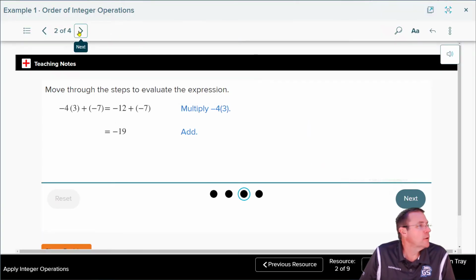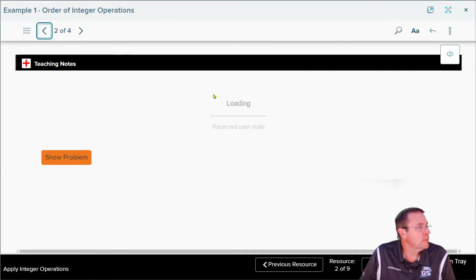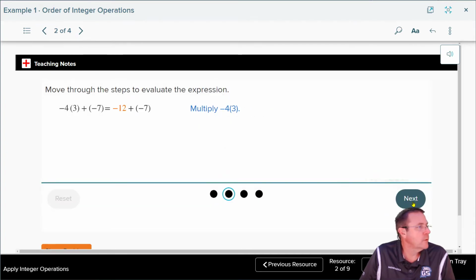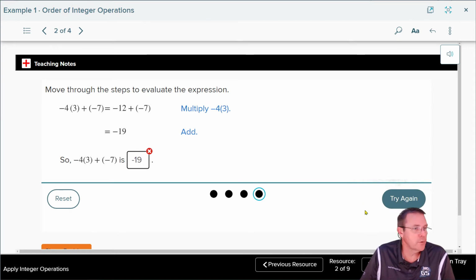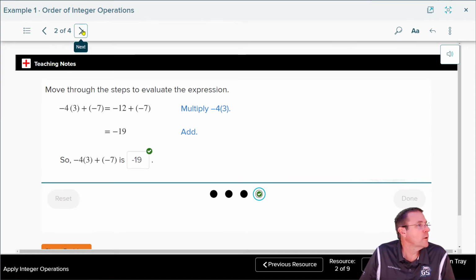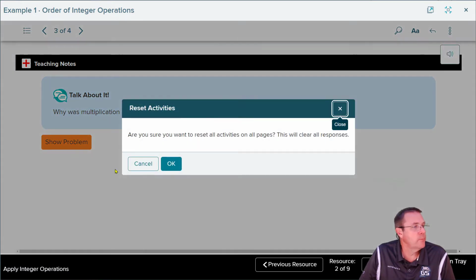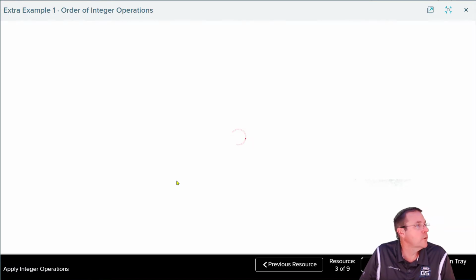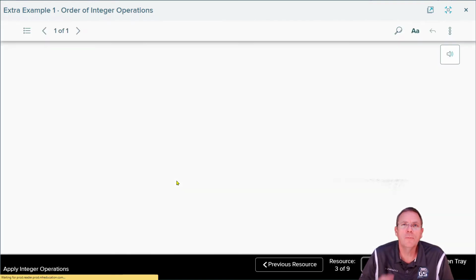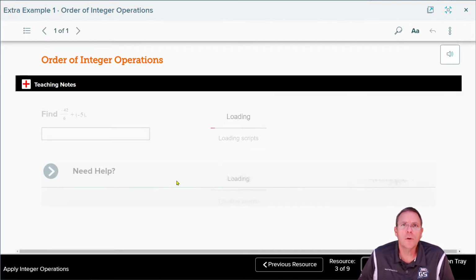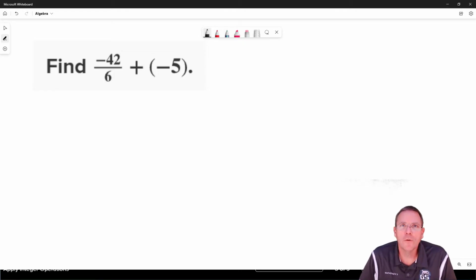Now, you guys take a minute. Actually, let me go back and see if we missed anything else here. They went through boom, boom, boom, and of course, yep, -19 is what you put in for your answer. From there, nothing of excitement, so we're going to skip over that and go on to extra example number 1, where you're going to pause the video and work this one on your own. So how'd that one work out for you?